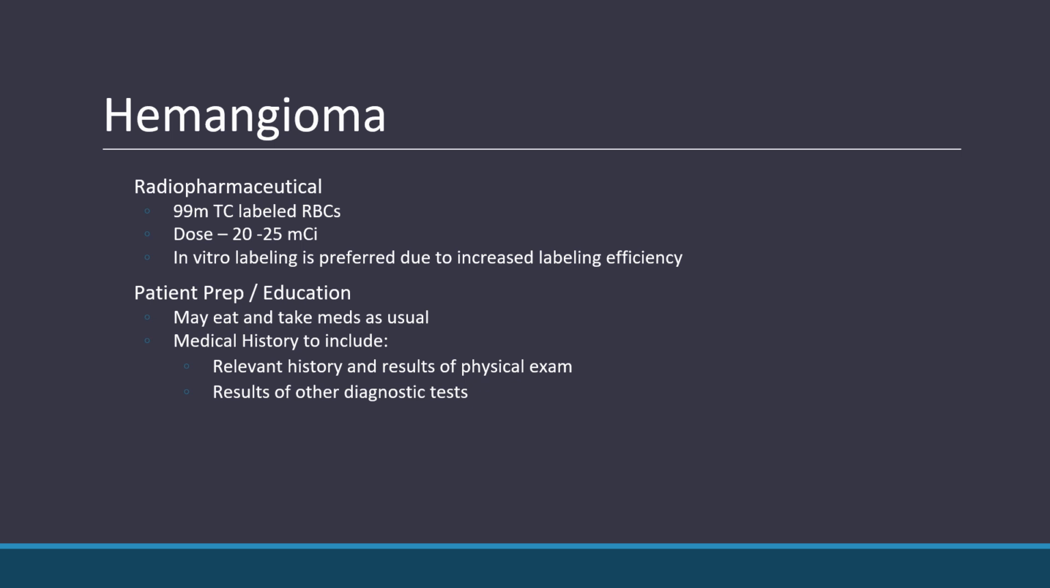Free tech would show up in the gastric mucosa and in any areas of ectopic gastric tissue. That could interfere with the test a little bit. It's just not ideal. Patient prep: they can eat and take their medications as usual. This is another one where they don't necessarily have to be NPO. Medical history should include relevant history and results of a physical exam, results of any other diagnostic test, especially CT or ultrasound, and any symptoms that the patient may be having.